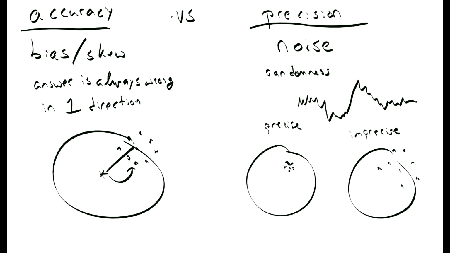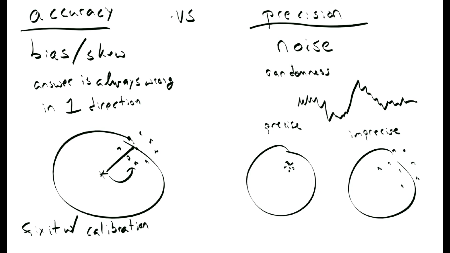Accuracy is talking about bias or skew, and you fix that with calibration. Calibration is when you record a result you already know the answer to. You measure a weight that you already know, or you hit the tare button on the balance, things like that. That will remove any systematic bias in your measurement.